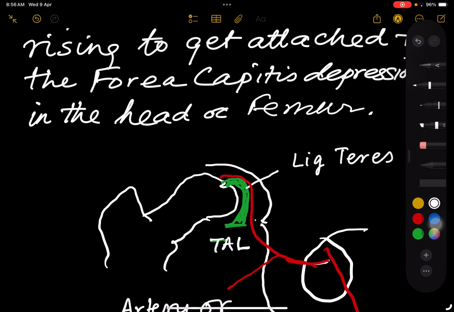So here is what you see. This is the transverse acetabular ligament, and this is the ligamentum teres going and getting attached to the fovea capitis and supplying 3% of the head. The obturator artery gives the artery of ligamentum teres, and that enters the acetabular notch. You see, the notch is somewhere behind the transverse acetabular ligament. It enters here, rides over the ligamentum teres and supplies the fovea capitis.